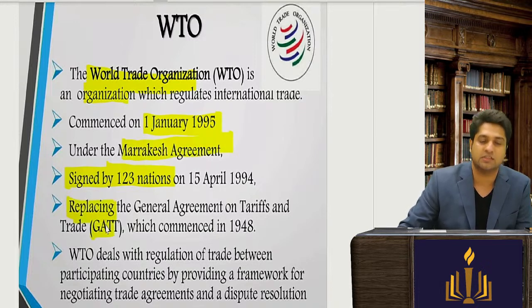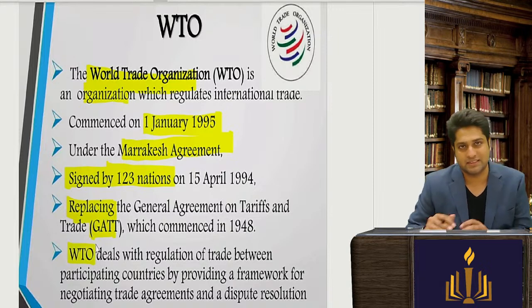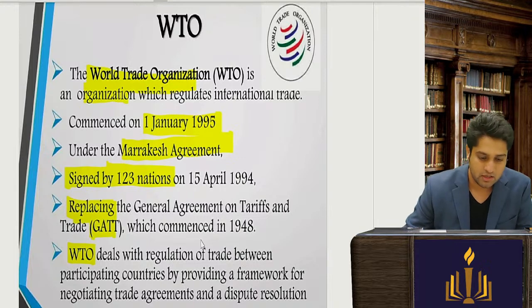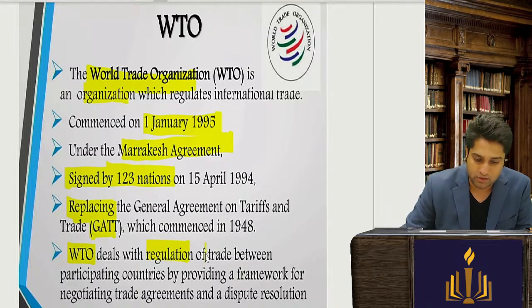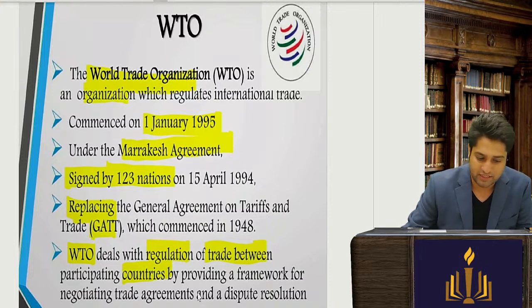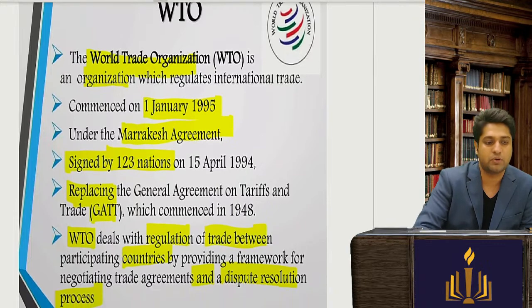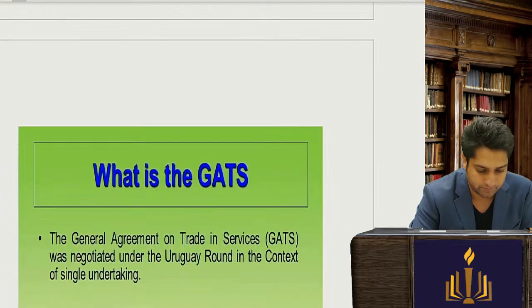It replaced the GATT, and WTO is there today, that is applicable on all of us, which regulates, it makes policies, governs international trade. Okay, it regulates trade between various countries, and also if there is a dispute, how do you settle it, the dispute settlement or dispute resolution process has been provided under the WTO.